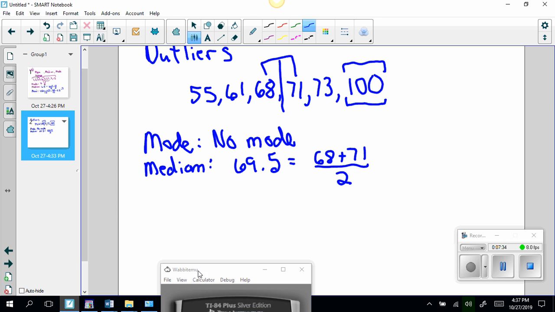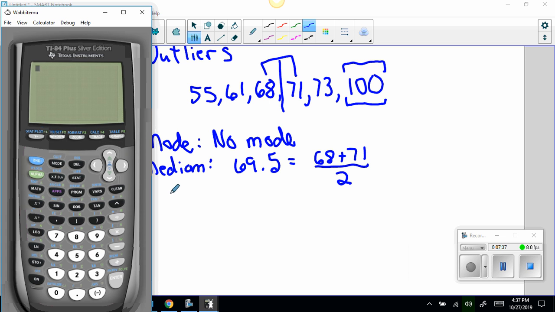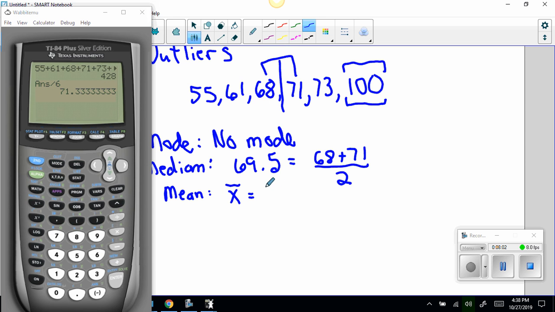69.5. Now, the mean, i.e. x bar, is on 55 plus 61 plus 68 plus 71 plus 73 plus 100, enter, divided by 6. 71.3 repeating. Now let's cross it off and switch to red.